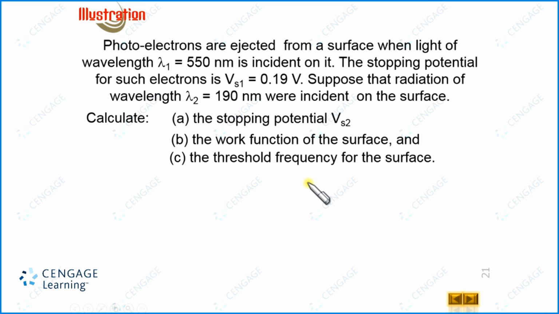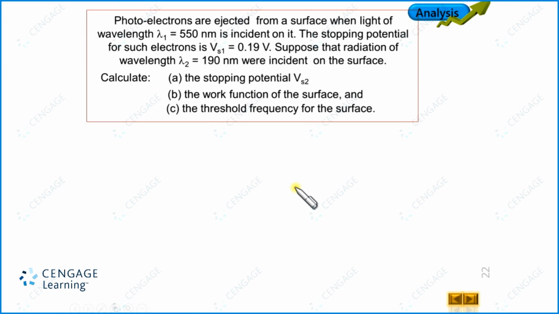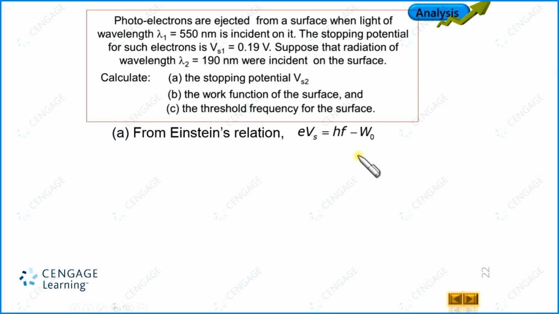So let us move to the analysis part. We know the Einstein photoelectric equation in terms of the stopping voltage. We can write eVs equal to hf minus W naught. Here Vs is the stopping potential, f is the frequency of the radiation, and W naught is the work function. Here we are given two cases, but in both cases we are taking the same metal. That means the value of W naught will be the same for both cases.